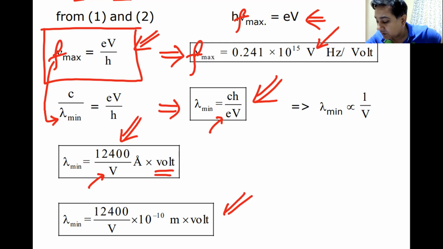Will you remember this 12,400? And what value does this 12,400 play? Remember, minimum wavelength is in the case of continuous X-rays. Do we understand this? You will have a minute to win it, and then I shall show you something else.